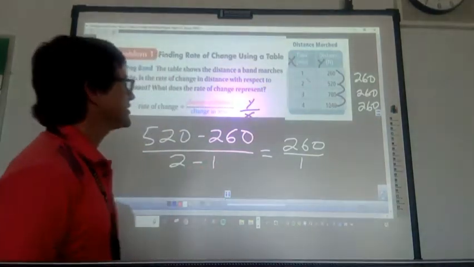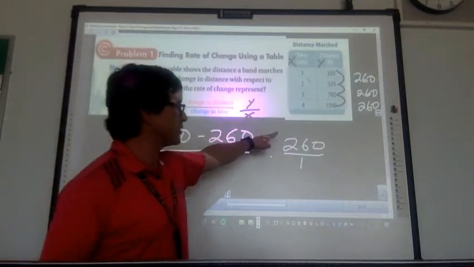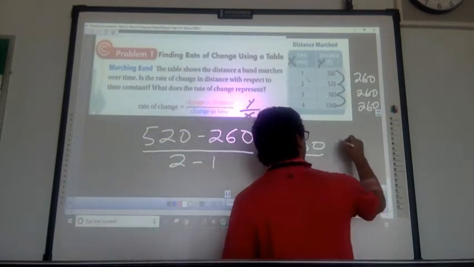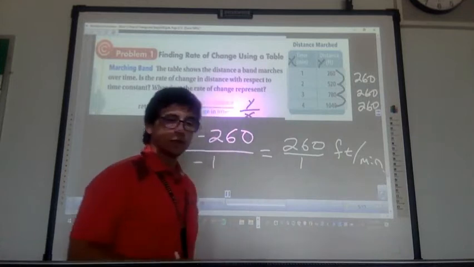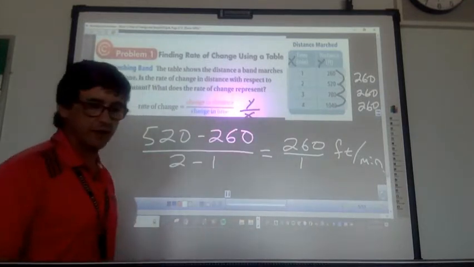So 5.1, rate of change in slope. We did change in y's over change in x's. 260 feet per minute is what this means as far as units. So almost the length of the football field in a minute is how far they go.